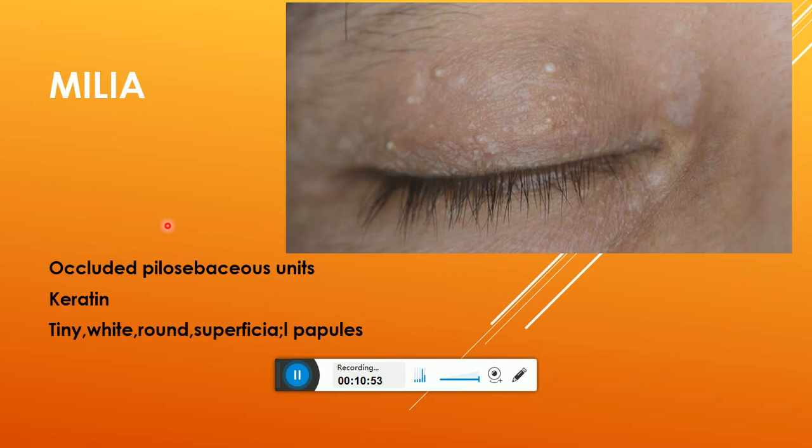Another one is milia, which are caused by occlusion of pilosebaceous units, resulting in retention of keratin. They are tiny, white, round, superficial papules that tend to occur in crops.